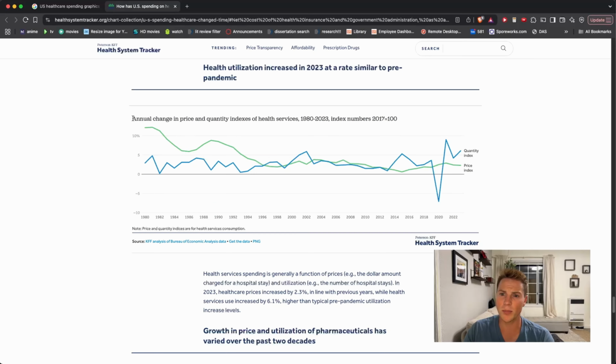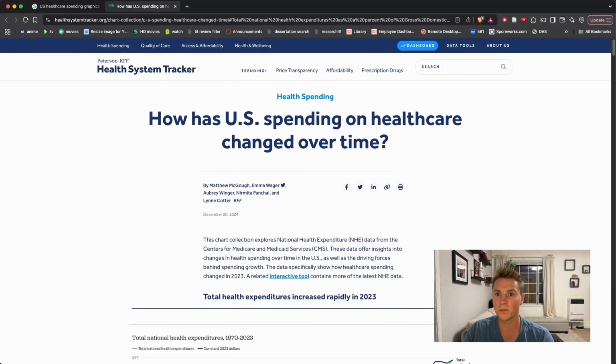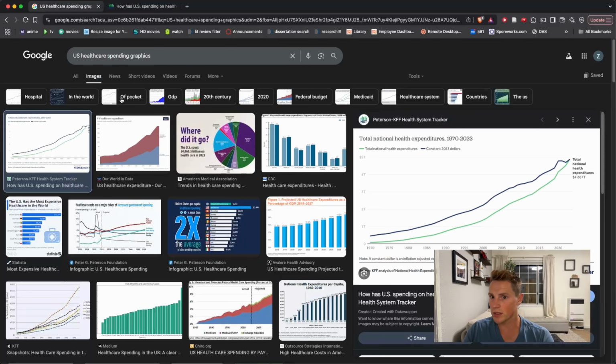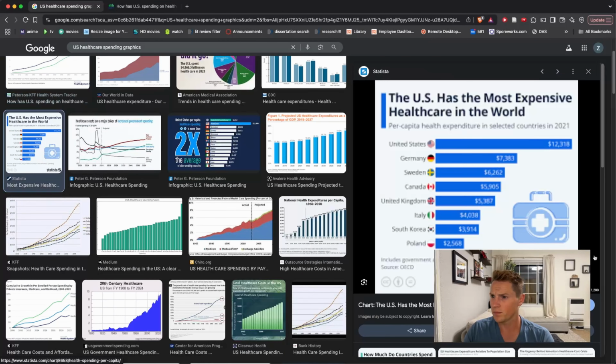Annual change in price and quantity indexes of health services. Okay, these charts are getting a bit obscure. Let's look up some other stuff. Okay, this is a good one right here, and it is by Statista. Statista uses official sources in order to compile their own charts, but let's find the official source for that.